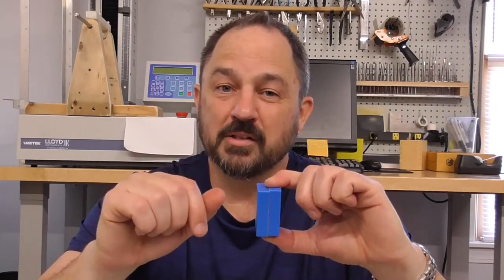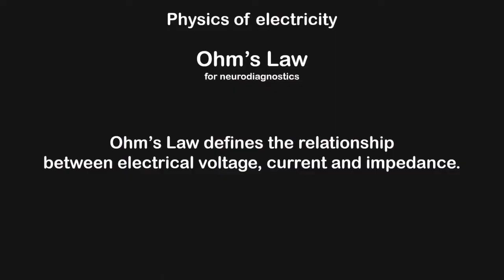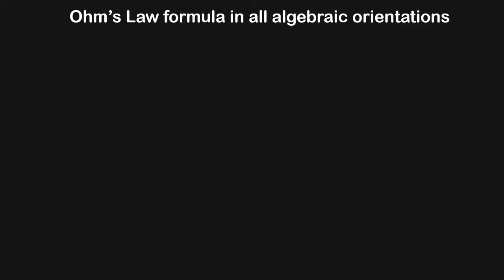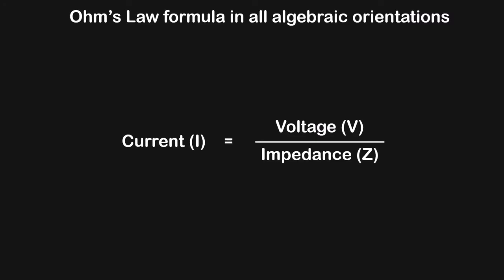Now back to Ohm's law. Ohm's law defines the relationship between electrical voltage, current, and impedance. Here is Ohm's law in all algebraic orientations. We can solve for current with the symbol of I if we divide voltage, symbol V, by impedance, symbol Z.